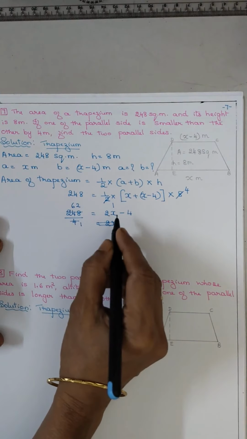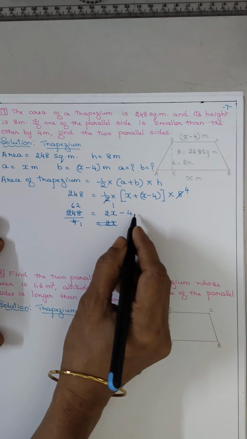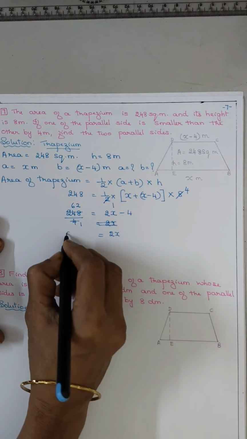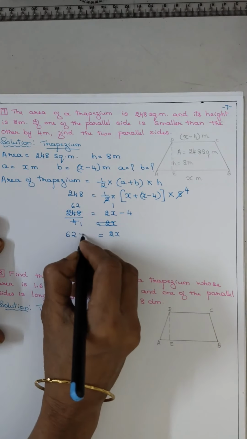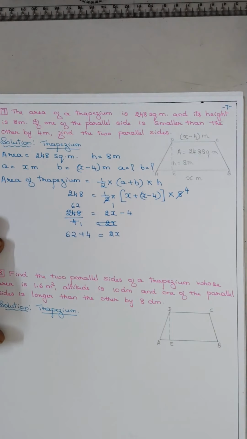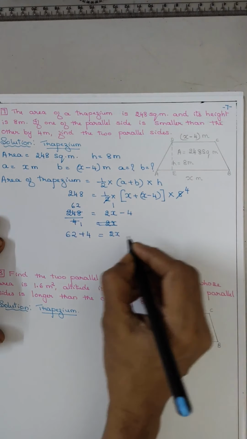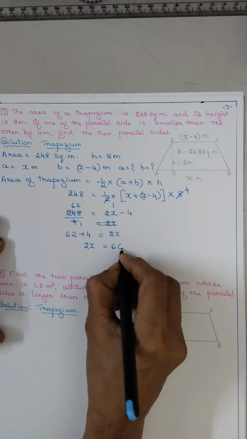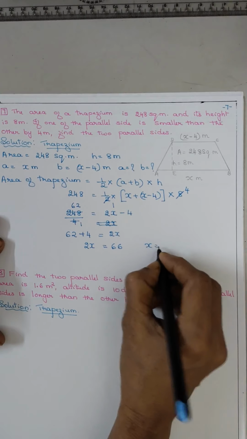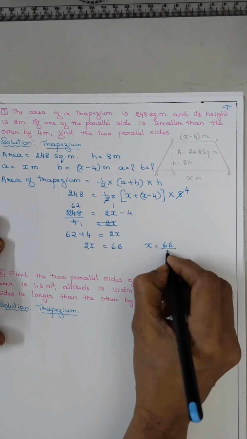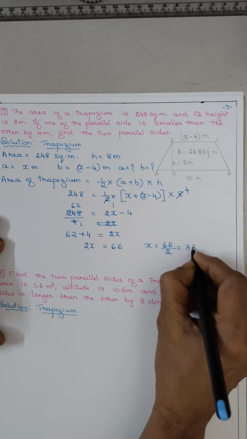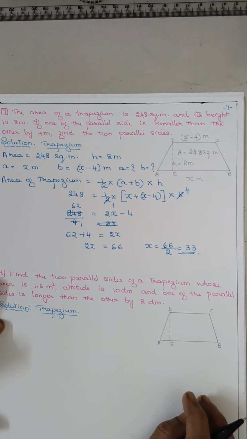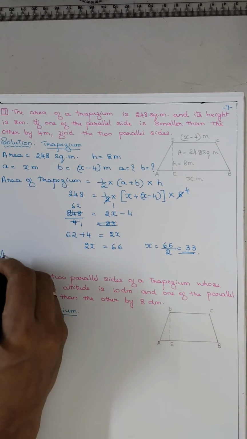Now 62 is equal to 2x minus 4. So 2x is equal to 62 plus 4. Isn't it? So 2x is equal to 66. Therefore x is equal to 66 by 2, that is 33. You got x.